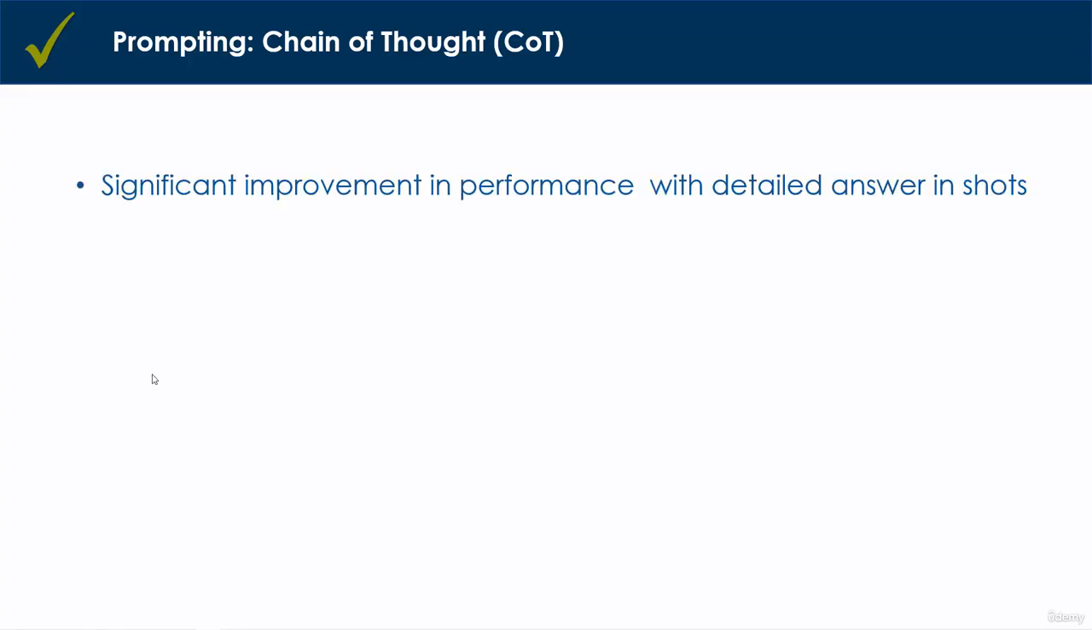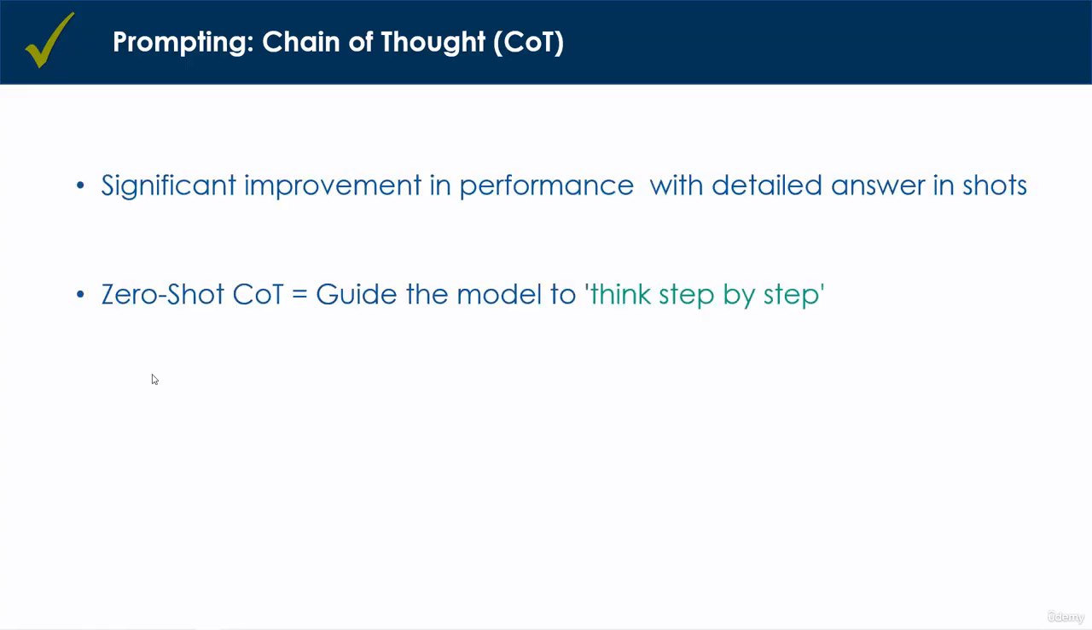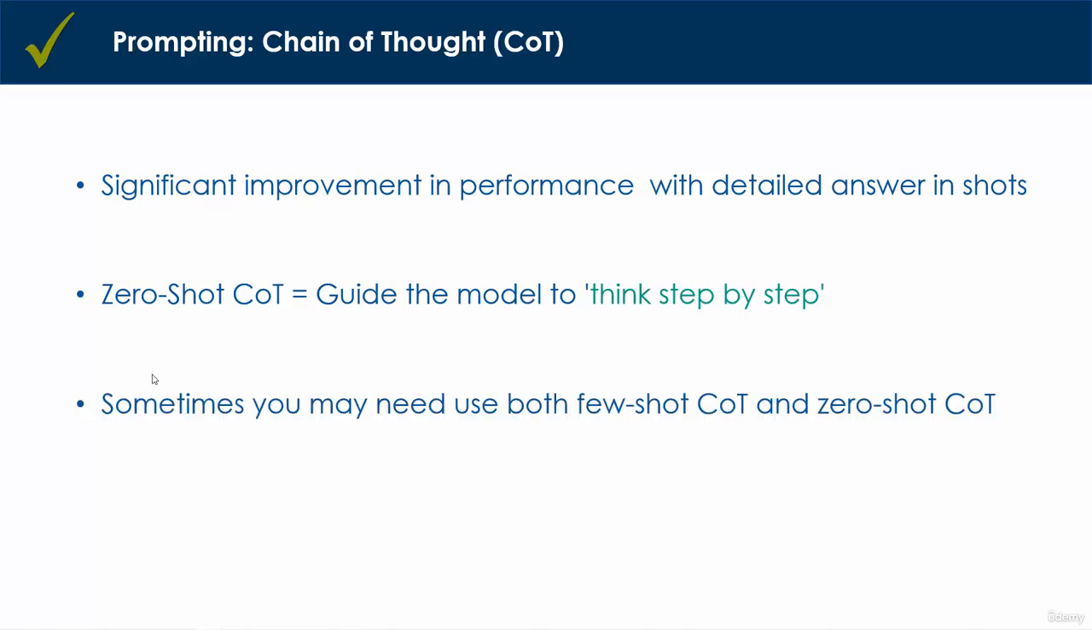In this lesson, you learned the chain of thought prompting technique. This technique suggests elaborating the answers in the shots to include steps on how the answer was evaluated instead of just giving the answer. This approach significantly improves the performance of the model. Zero-shot chain of thought suggests guiding the model by adding the phrase think step by step or some variation of it in the instructions. At times, you may need to mix the few-shot chain of thought with zero-shot chain of thought technique. In the next lesson, you will apply the chain of thought approach to fix issues observed with multiple types of logical and reasoning tasks.